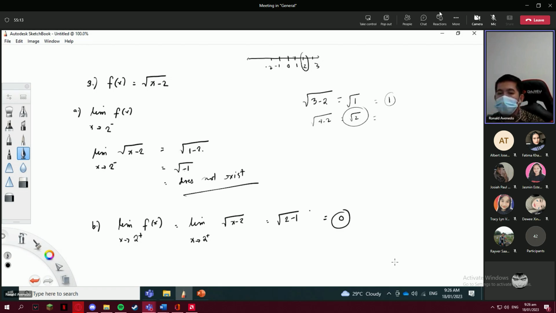Tomorrow, we will look at the graph of this, what a one-sided limit looks like, for the number 3 problem. Any questions so far before we dismiss? Question?